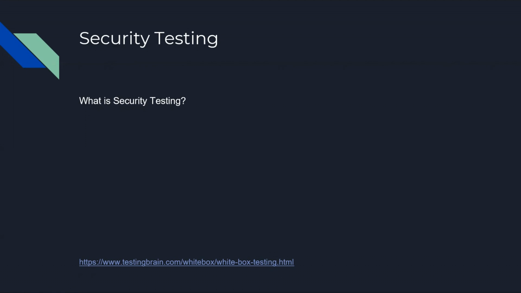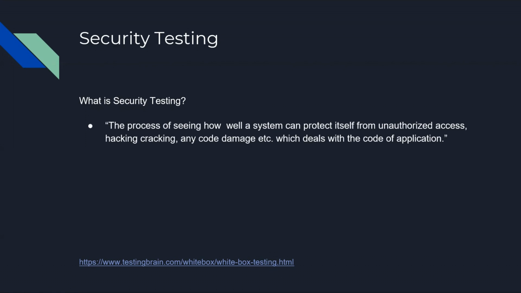Security testing is the process of seeing how well a system can protect itself from unauthorized access, hacking, cracking, or any type of code damage, which deals with the code of the application. In other words, security testing with the white box technique can be used to validate whether code implementation follows intended design, to validate implemented security functionality, and to uncover exploitable vulnerabilities. Keeping in mind the tradition of white box testing, this is all done internally.